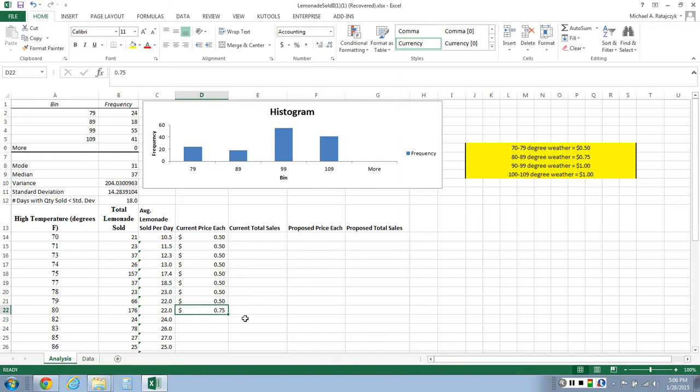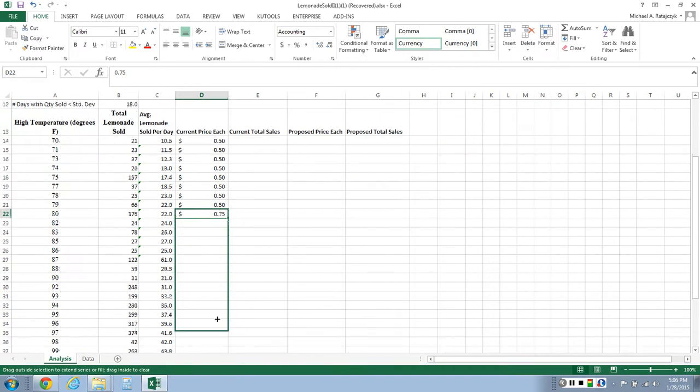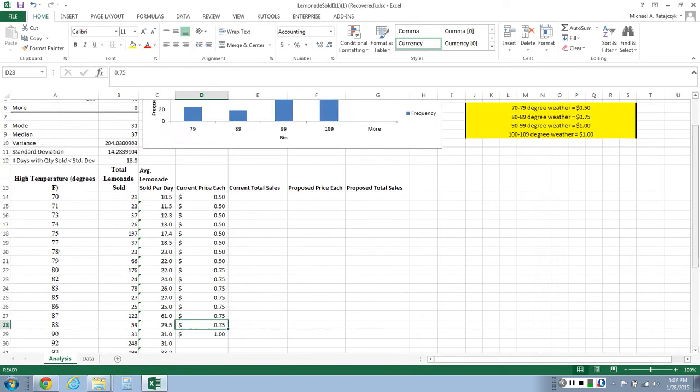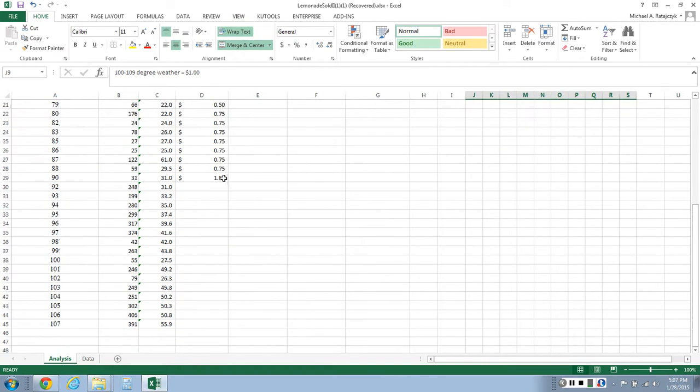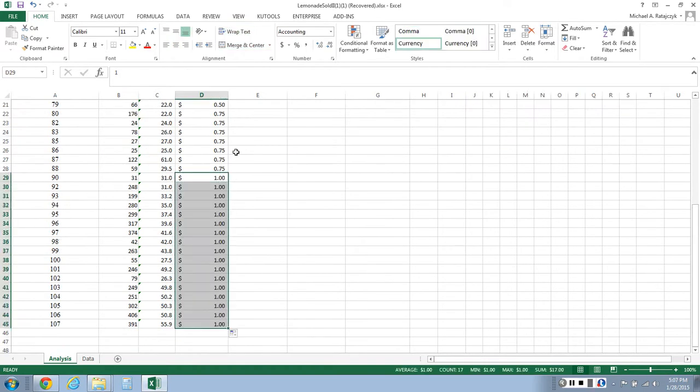For 80 to 89 degree weather, go down. I'm going to stop at 88 because I don't have an 89 value there. Everything else is a buck under the current system. 90 to 99, 100 to 109, that's a buck. So I just added all that.